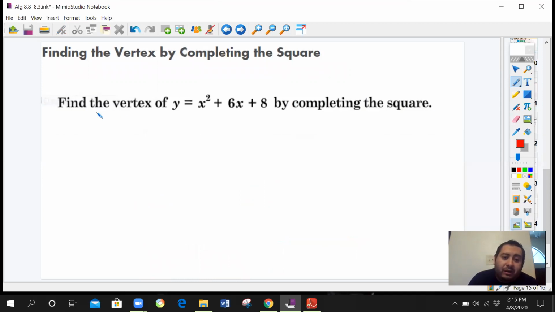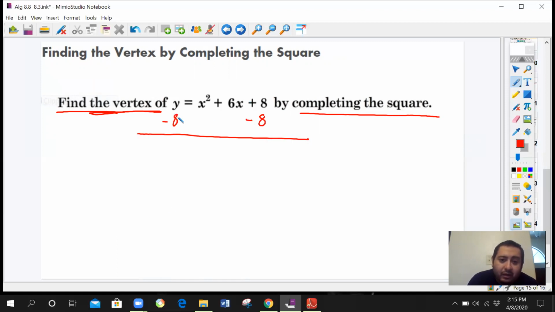All right. So here we just try to find our vertex. We have this expression, and by completing the square, it's already telling us that we need to complete the square. We don't need to think too much about whether we need to factor it out or not. So first things first, move the constant. Subtract 8 on both sides. We have y minus 8 equals x squared plus 6x.